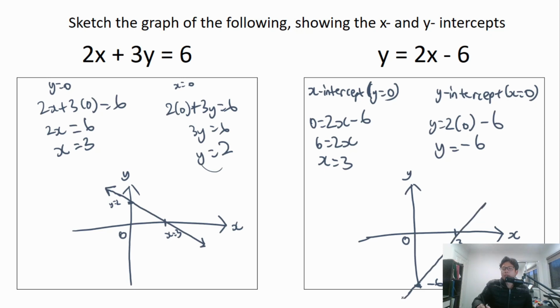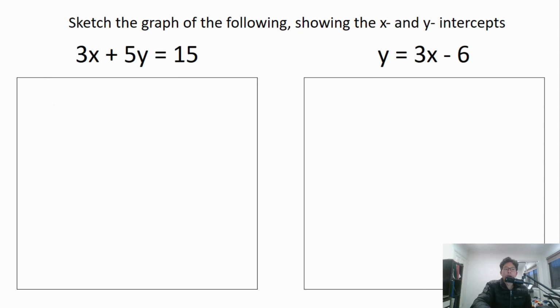And make sure you use a ruler when you're drawing the axes and this straight line, and also that you put arrows on the ends here. So this is roughly what your final answer should look like. Alright, so same deal. Now that we've gone through a couple of questions, just pause the video here and have a go at these two on your screen now by yourself.